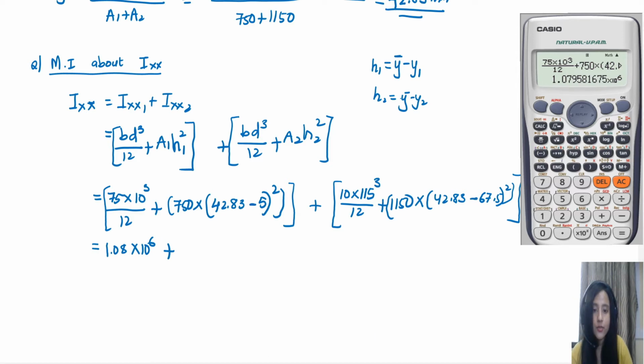Plus Ixx2. Let's find Ixx2 as well. 10 into 115 cube divided by 12, plus 115 into 42.83 minus 67.5, the whole square. So this is coming equal to 1.97.